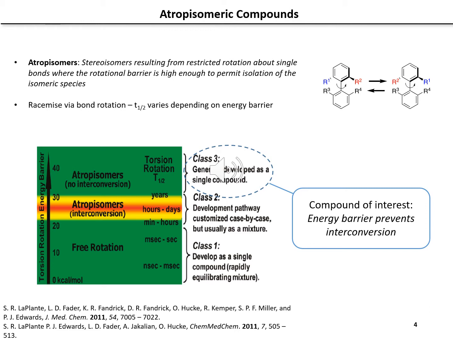As everything is not black and white, we have here a gray area, class 2, where the compounds can be considered as atropisomers, but the stereochemical integrity can be compromised over time.